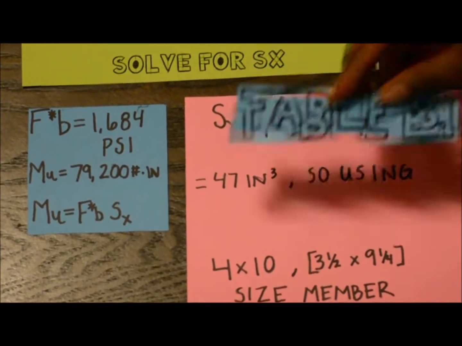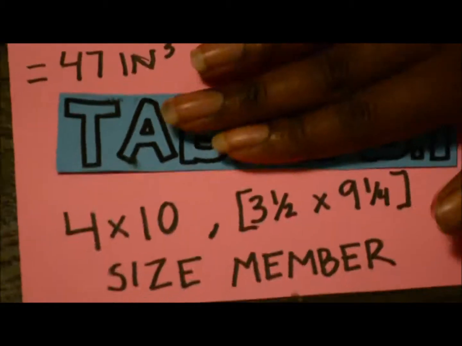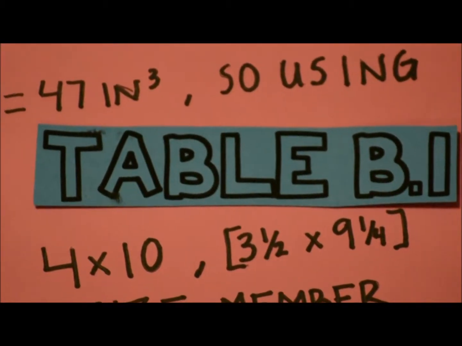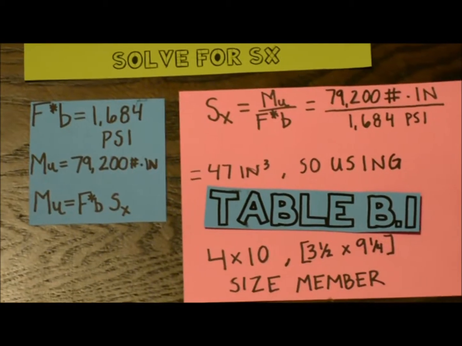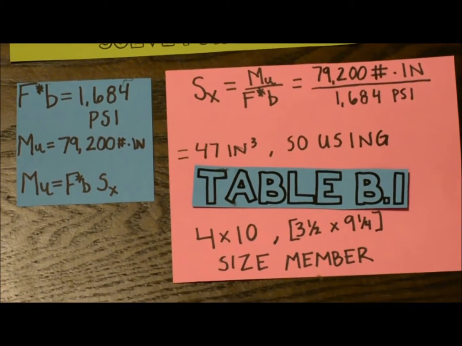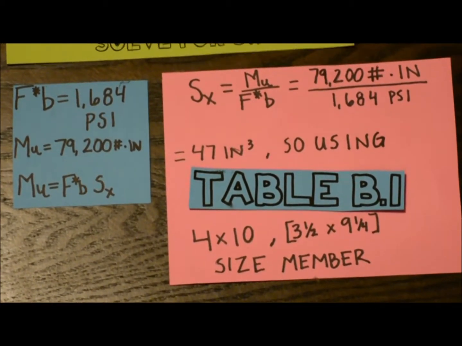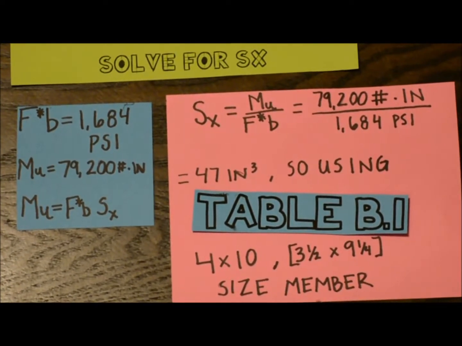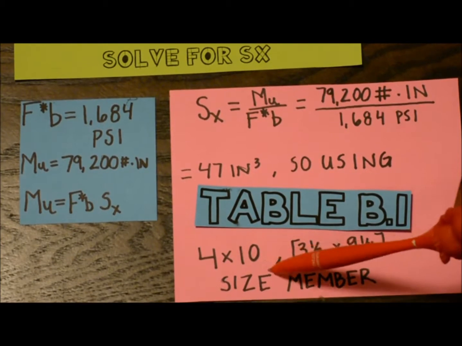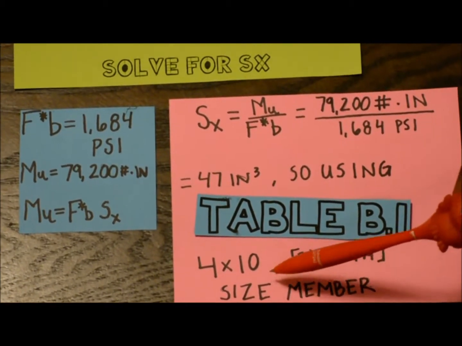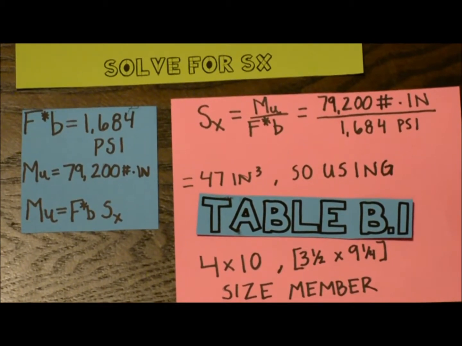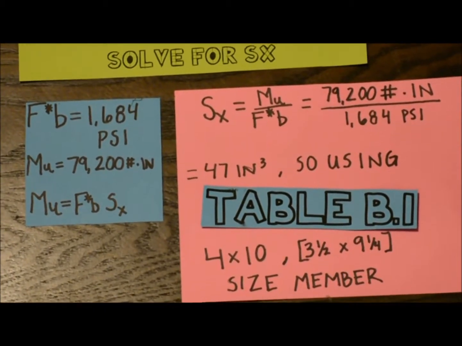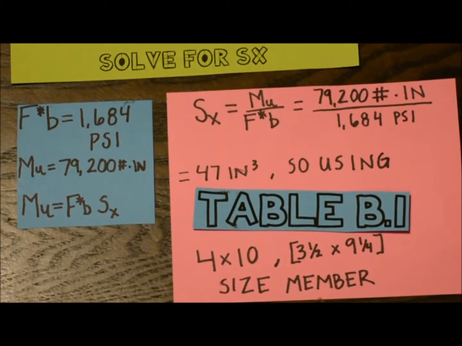So, using table B.1 in the back of your book, we're going to size the member. So if you look at the table, you will see the next highest but closest value to 47 inches cubed is 49.91 inches cubed. So scrolling all the way over to the left of the chart, you'll see the nominal size, and that gives us a 4x10 size member. And this is what we will use for the timber beam.